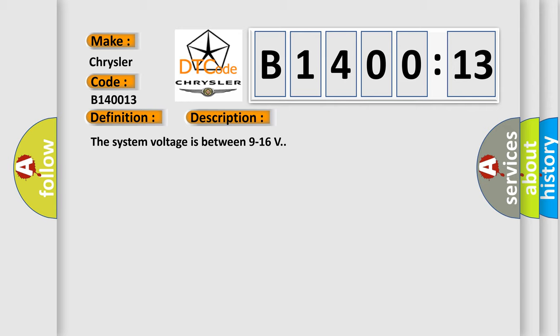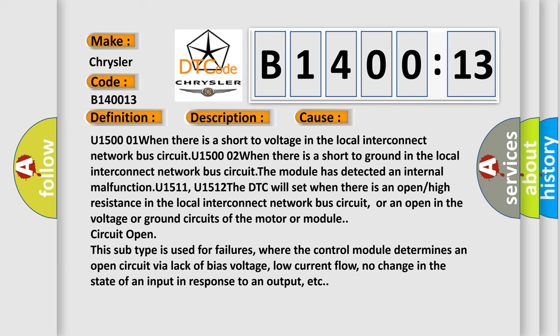This diagnostic error occurs most often in these cases: U1500-01 when there is a short to voltage in the local interconnect network bus circuit, U1500-02 when there is a short to ground in the local interconnect network bus circuit, the module has detected an internal malfunction, U1511, U1512. The DTC will set when there is an open or high resistance in the local interconnect network bus circuit, or an open in the voltage or ground circuits of the motor or module circuit open. This subtype is used for failures where the control module determines an open circuit via lack of bias voltage, low current flow, no change in the state of an input in response to an output, etc.